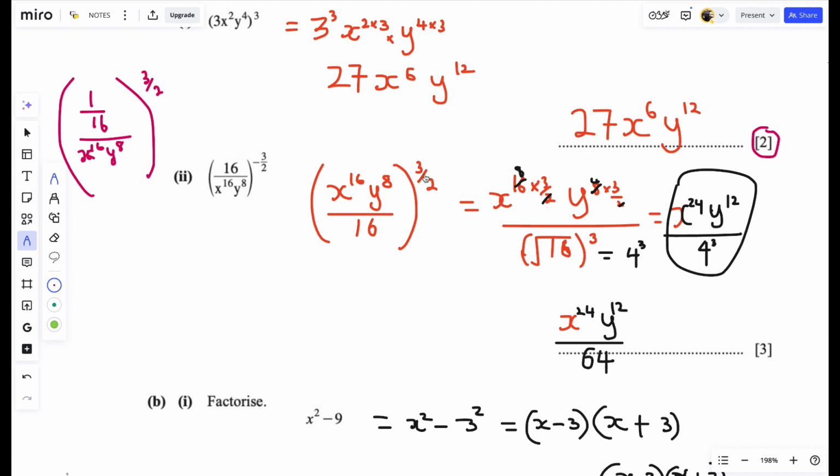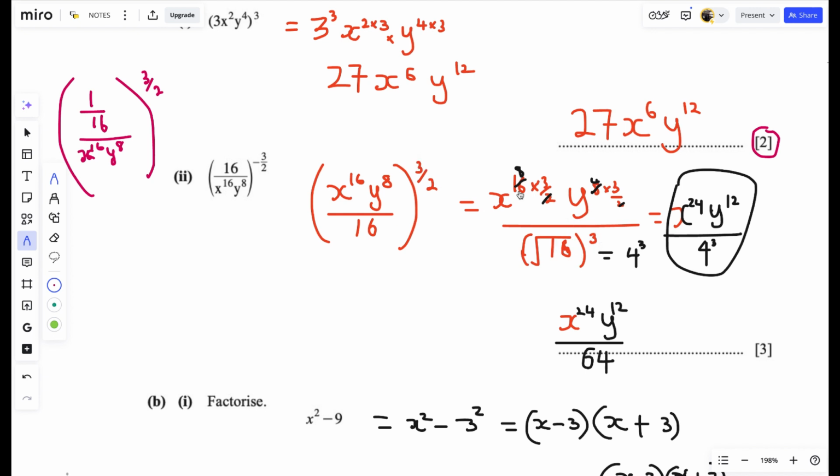Now you use this power to deal with everything inside. So this one becomes x to the power of 16 times 3 over 2, times this one outside 3 over 2. Y to the power of 8 times also this 3 over 2, all over. Now for 16, the power at the bottom is the root. So if it is 2, it means square root. If it's 3, it means cube root. If it's 4, it means fourth root. And then you raise it to the numerator. You raise it to 3.